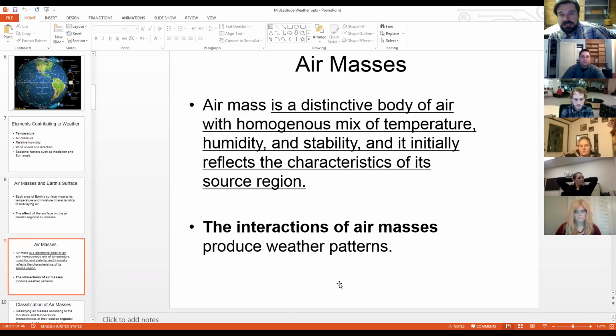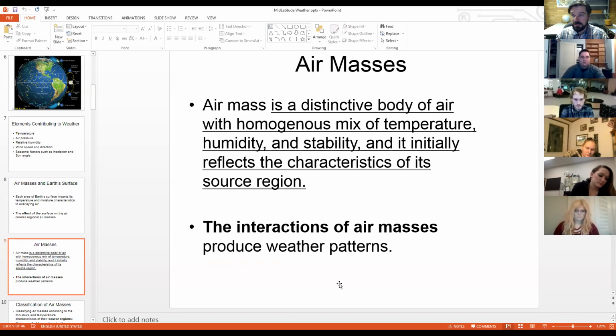So an air mass is a distinct body of air with a homogeneous, or a like singular, mix of temperature, humidity, and stability. So it can all sort of be described within specific characteristics. Then we call that an air mass, that's uniform in this sense. And that means it's distinct from some other thing, which is then going to be another air mass, like a high pressure and a low pressure, or a cold front and a warm front. Well, those two fronts we're going to be learning about today.